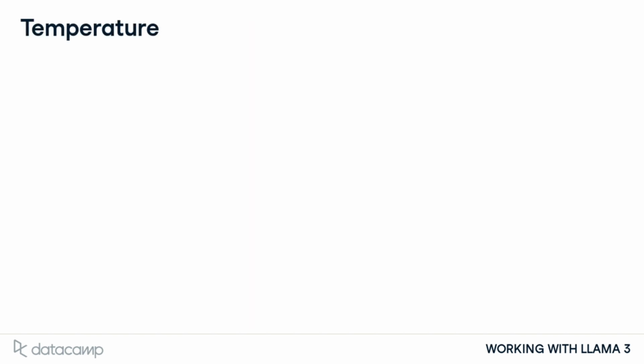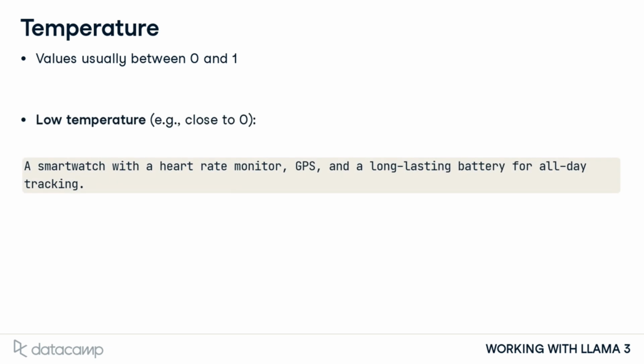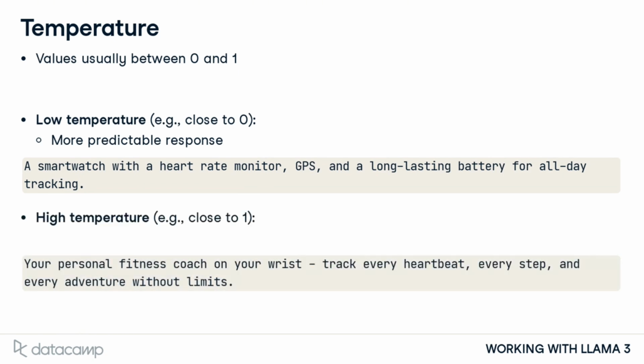Temperature values are usually between 0 and 1. If we ask to write a product description with a temperature closer to 0, the output produced will be more predictable. With a high temperature with a value closer to 1, the model will produce more creative responses.